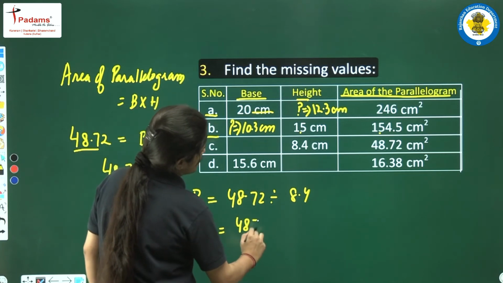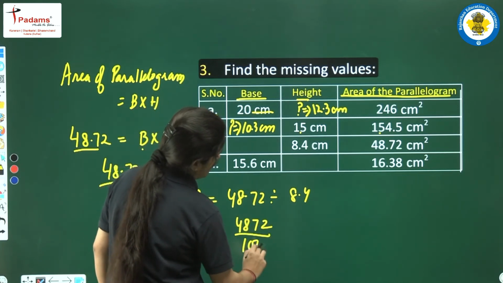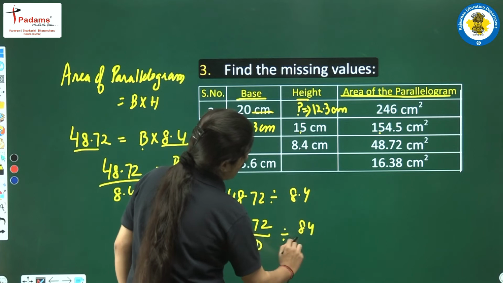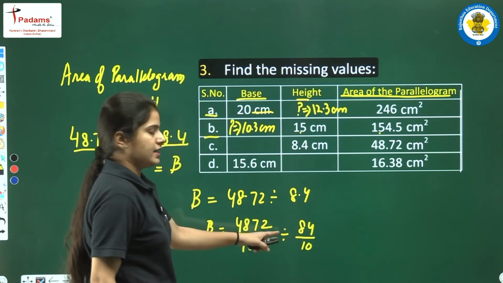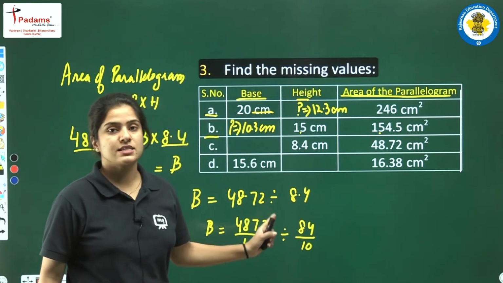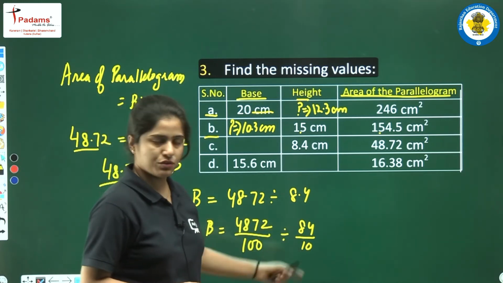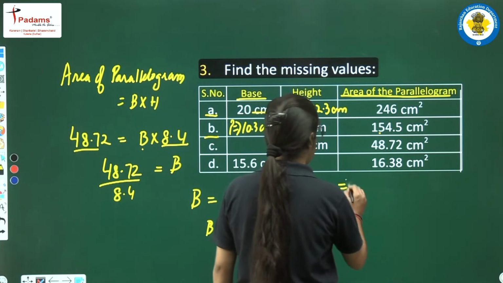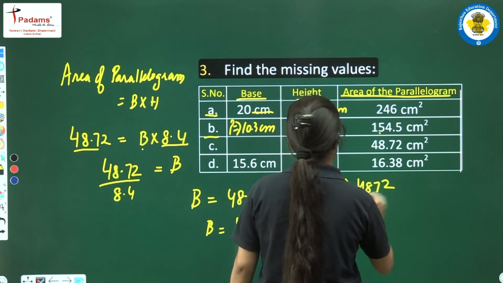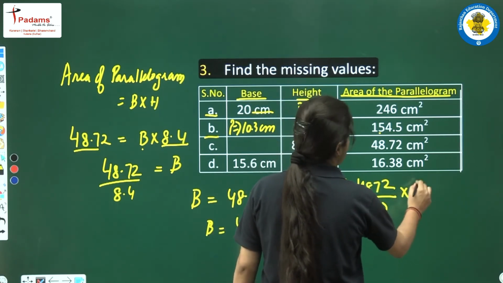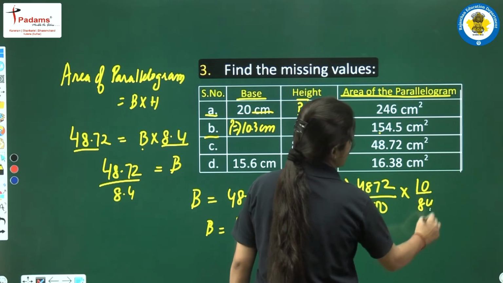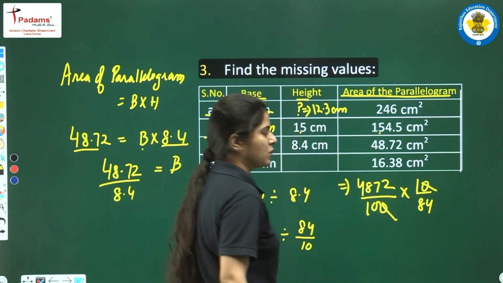we just remove the decimals, it is 100 divided by 84 upon 10, right? When we'll replace this division from the multiplication, it will turn out to be 10 upon 84, right? It will reciprocate into 10 upon 84, right students? 0 and 0 will cancel out each other.